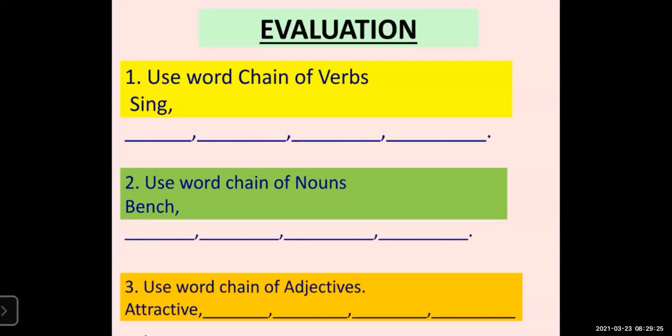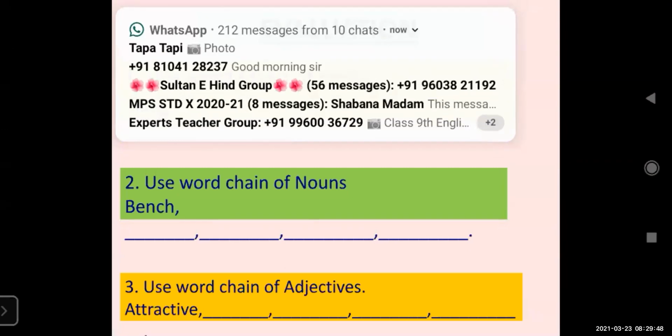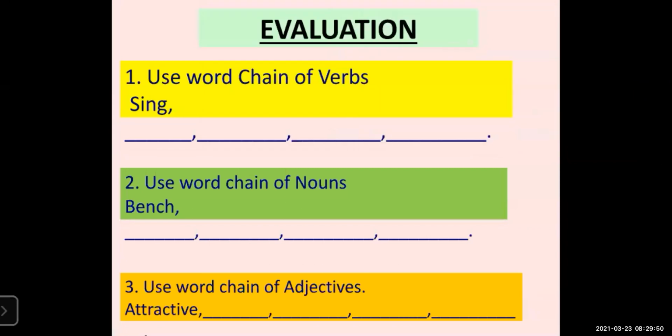See properly, S-I-N-G. Now you have to start the next verb beginning with the last letter of this word, that is G. Then you have to use your own verb, and with the last letter of that verb, you have to use your next verb, and similarly the next word. In this way you have to write 4 verbs here to complete the word chain. Write it fast in your notebook.